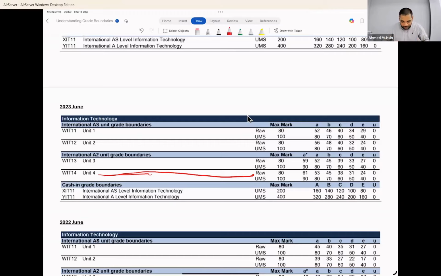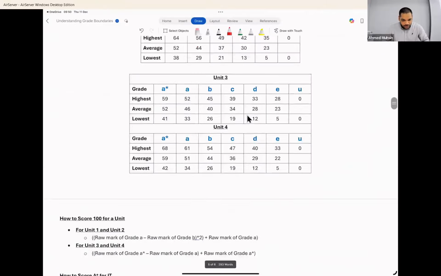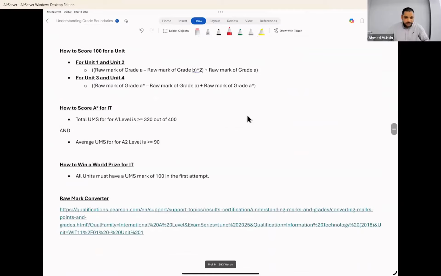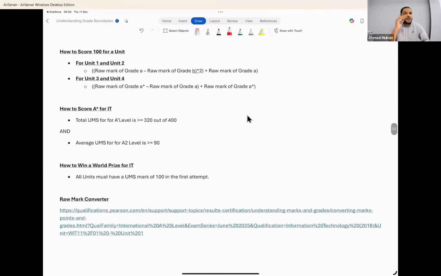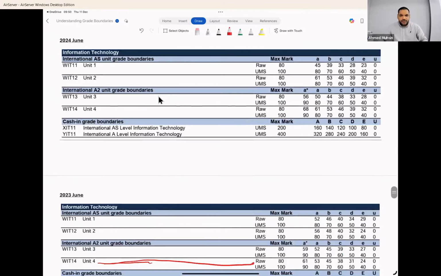Right, now boys, girls, everybody, let's go up. I want to show you all one more thing over here. Now everybody, how to score 100 for a unit. Now everyone, can you look over here? Can you all focus on my cursor?